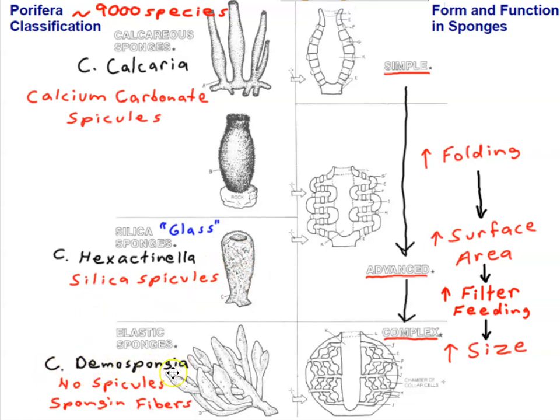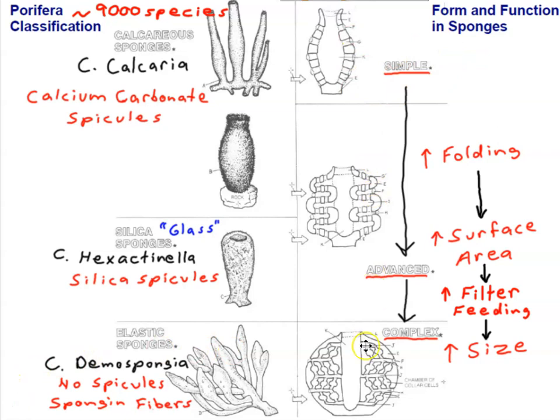And then we have class Demospongia, which have no spicules. And they have spongin fibers to support their bodies. The spongin is a protein that is very spongy. It's elastic. It's very flexible. So these are the kind of sponges that you could wash your car with. For example, if you wash your car with either a calcarea sponge or a hexactinellid sponge, you would scratch the paint right off. But these Demospongia would be what we would commonly call a bath sponge. They're just squishy and spongy, and they are what you think of when you think of a sponge.